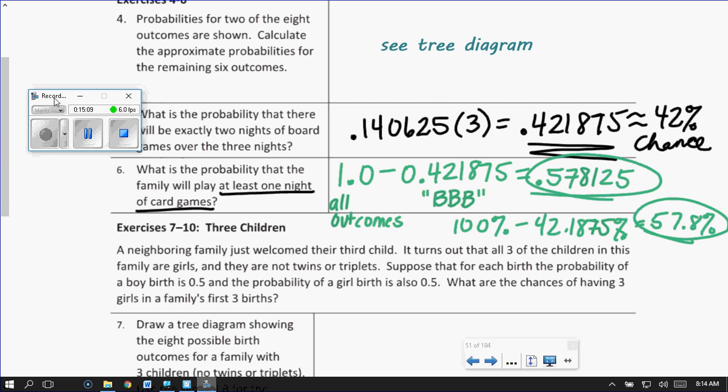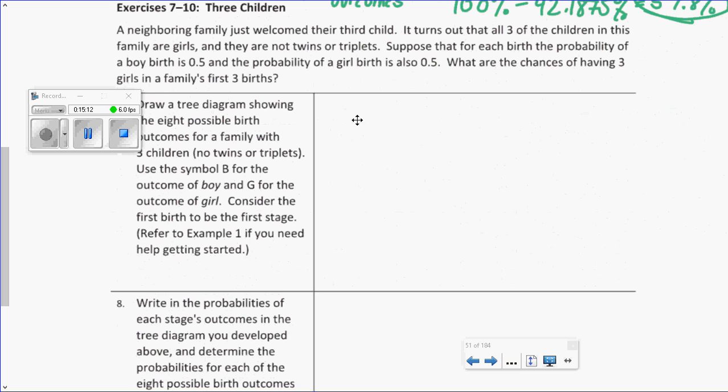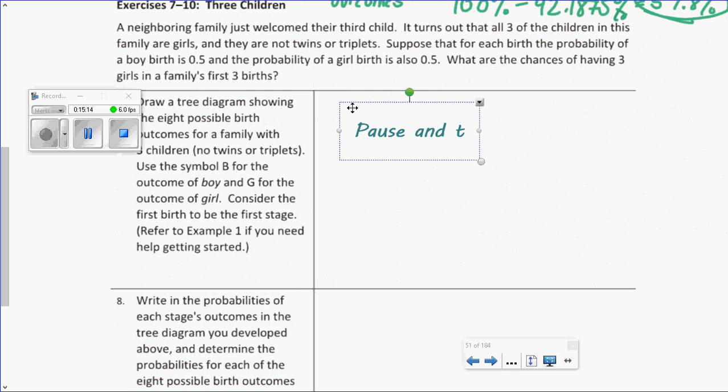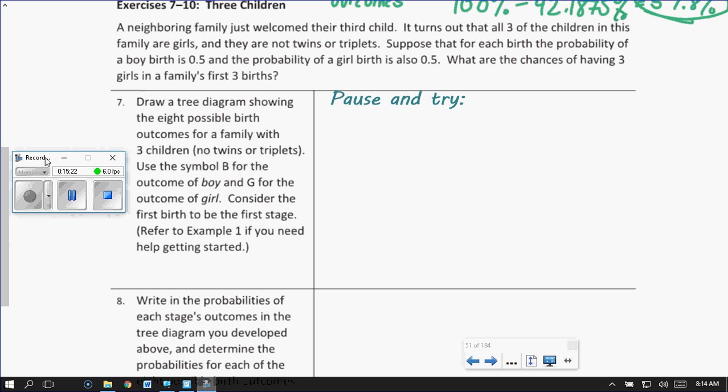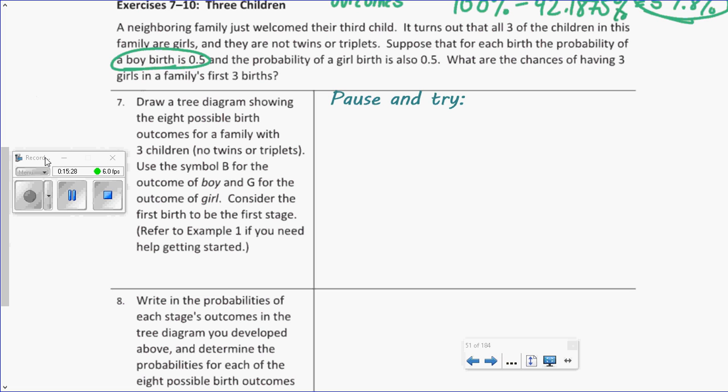Okay, in exercises 7 through 10, I want you to try this on your own. And I want you to draw the tree diagram. Now, this one is easier because it's an equal outcome for boys or girls. The probability for a boy birth is 0.5 and the probability for a girl birth is 0.5. So what are the chances of having 3 girls in a family of the first 3 births? So first draw a tree diagram, then write in the probabilities. I'm ending the video here, but you have to try this on your own, and then you'll show me that you did it and check your answers in class.